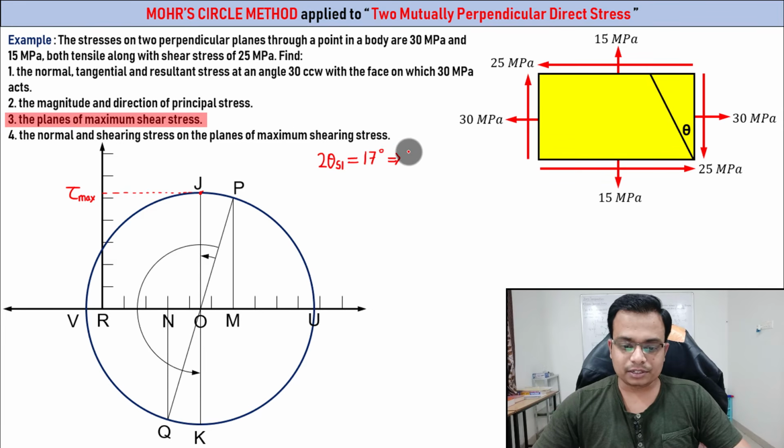Okay, now this becomes very simple. So the position of first shear plane on this configuration diagram will be equal to how much? That is going to be equal to half of that. This is 8.5 degrees. Okay.